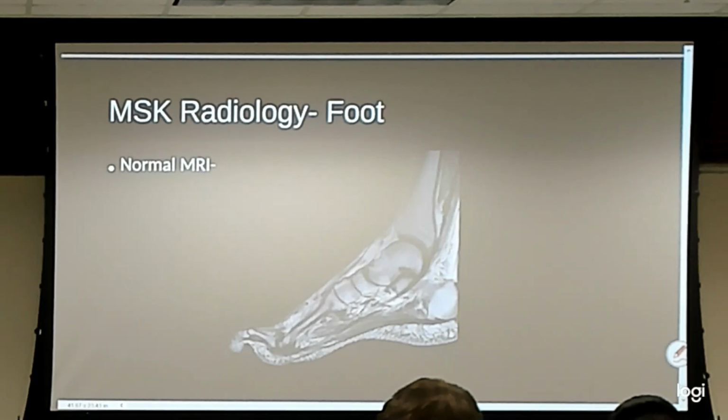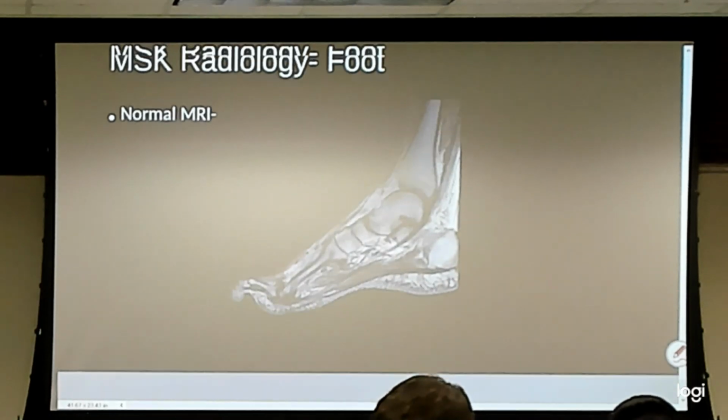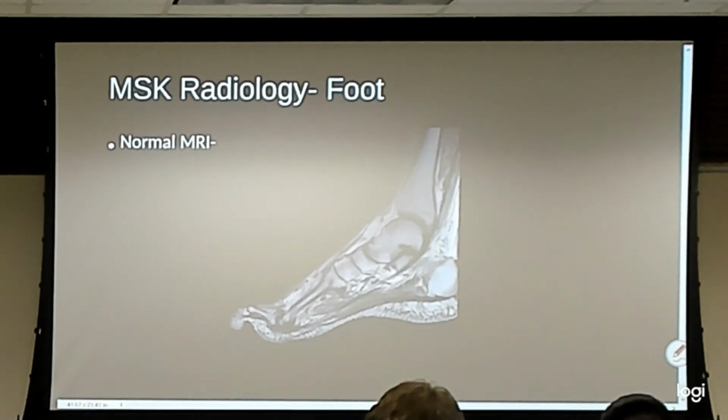Here's a sagittal view. That is the end of this presentation.